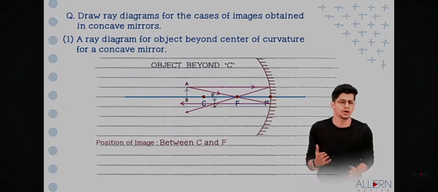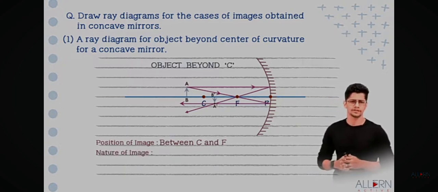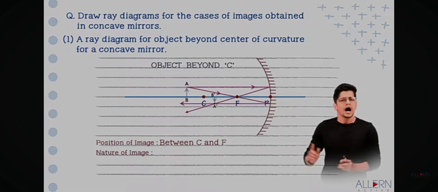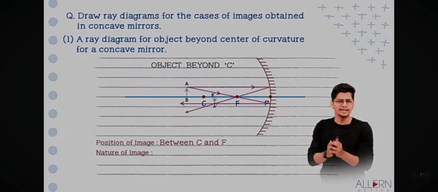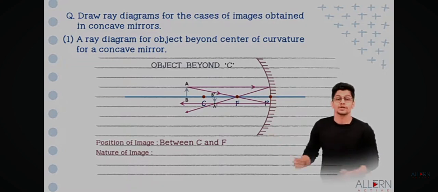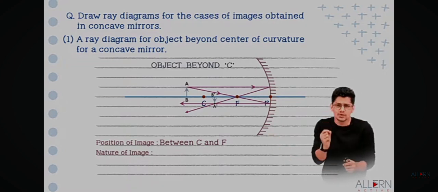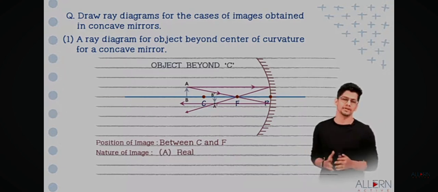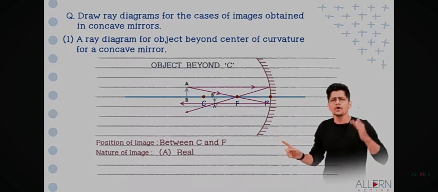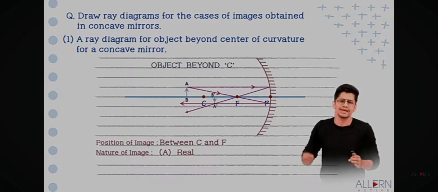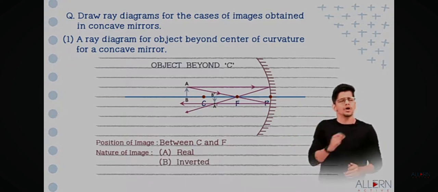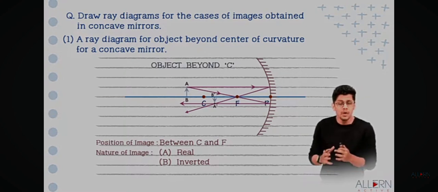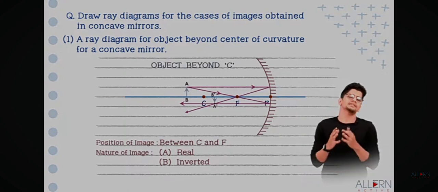Now we need to talk about the nature of the image. In nature, the first question that we need to ask ourselves is, are the rays of light actually meeting? Yes, they are. So whenever the rays of light actually meet, such an image is called a real image. And all real images are always inverted. Remember this, all real images are always inverted. Now, what about the size? The third point is the size of the image.